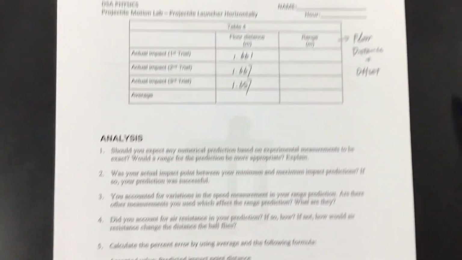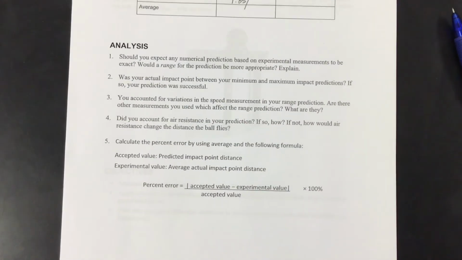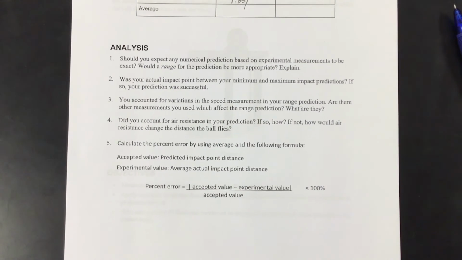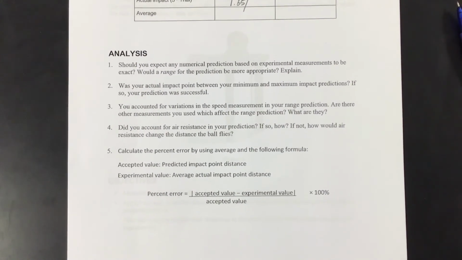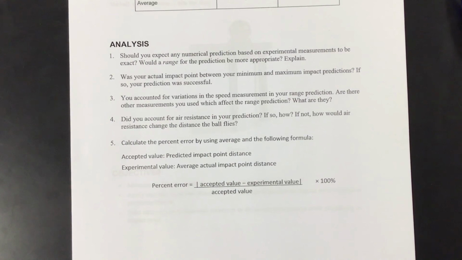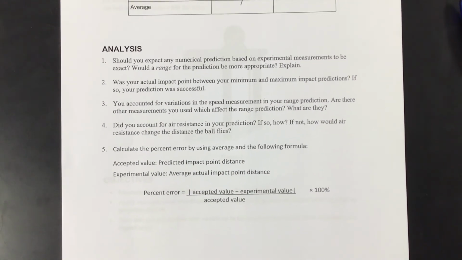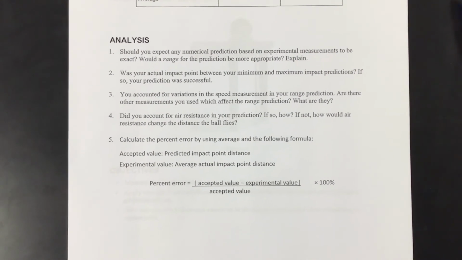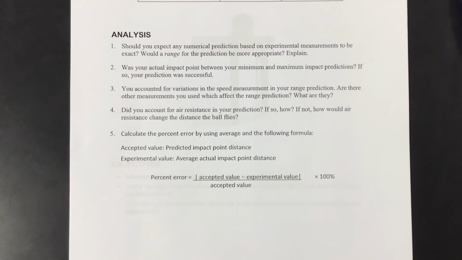After finishing table 4, you do need to finish all the analysis questions, also including number 5. You can either use the floor distance or the range for the percent error. Just make sure that you use a consistent data point.